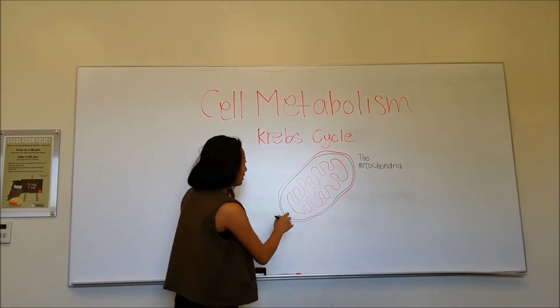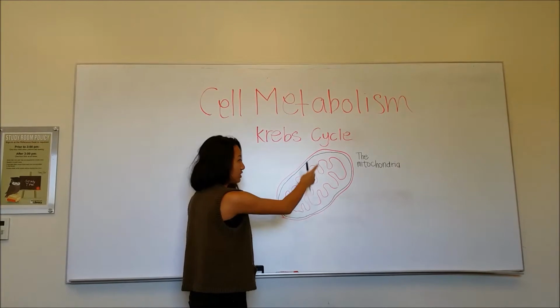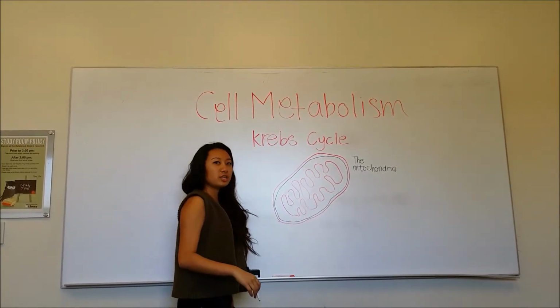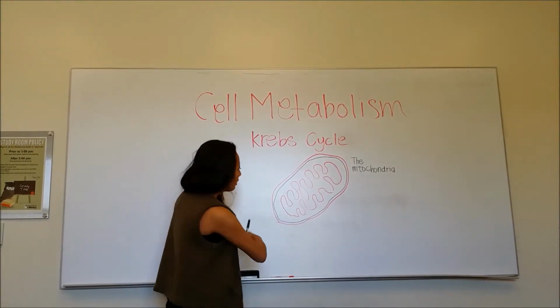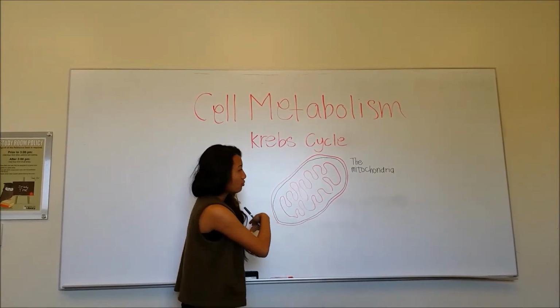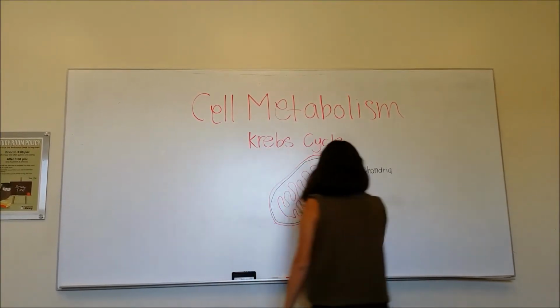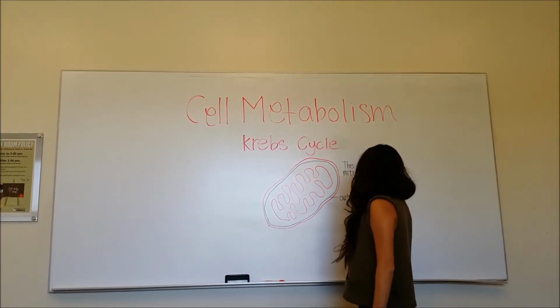Okay, so I'm going to be introducing the anatomy of the mitochondria and also some of the processes that go on inside of it. So first of all, the mitochondria is an organelle, so it can be found inside a cell. So the first thing you have to know about the mitochondria is that it has its own DNA. And this line right here, this is the outer membrane.